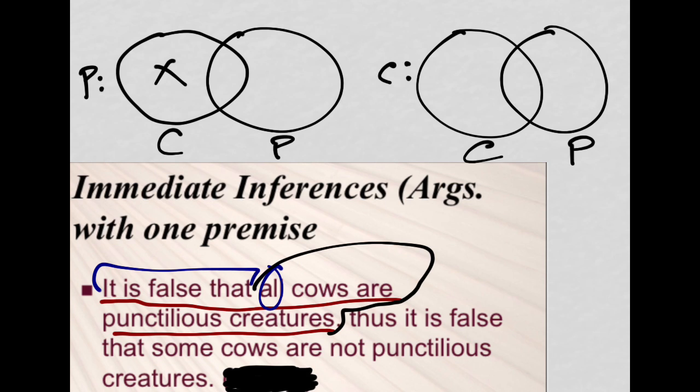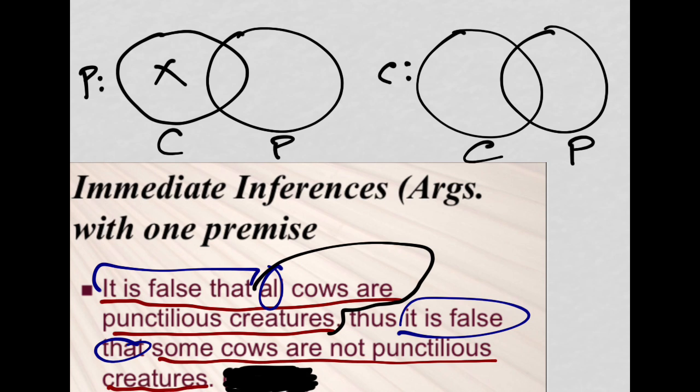That's all you have to worry about. Just flip the marking to the other one, which is what we just did. Okay, now we are going to go to the conclusion, and the conclusion says, let's take a look at this. It says, it is false that, right? So we're going to set that aside. So we're going to go ahead and worry about the rest of this. Some cows are not punctilious creatures.